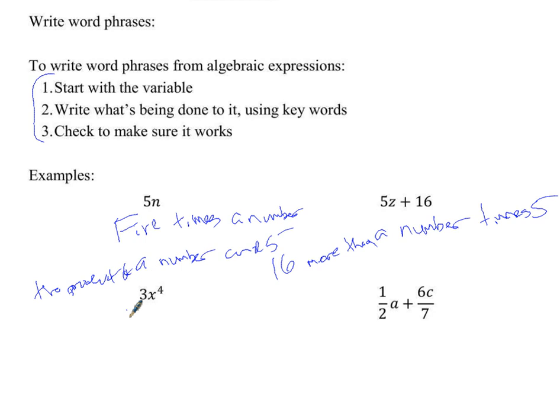How about this one? If you were to read it, it would be 3x to the 4th power. So now let's try to make that words. Where do we start? A number. All right, what are we doing to a number first? Good, it's to the 4th power. It's not times 3 first. Remember order of operations. We have to raise exponents before we multiply. So it's a number to the 4th power.